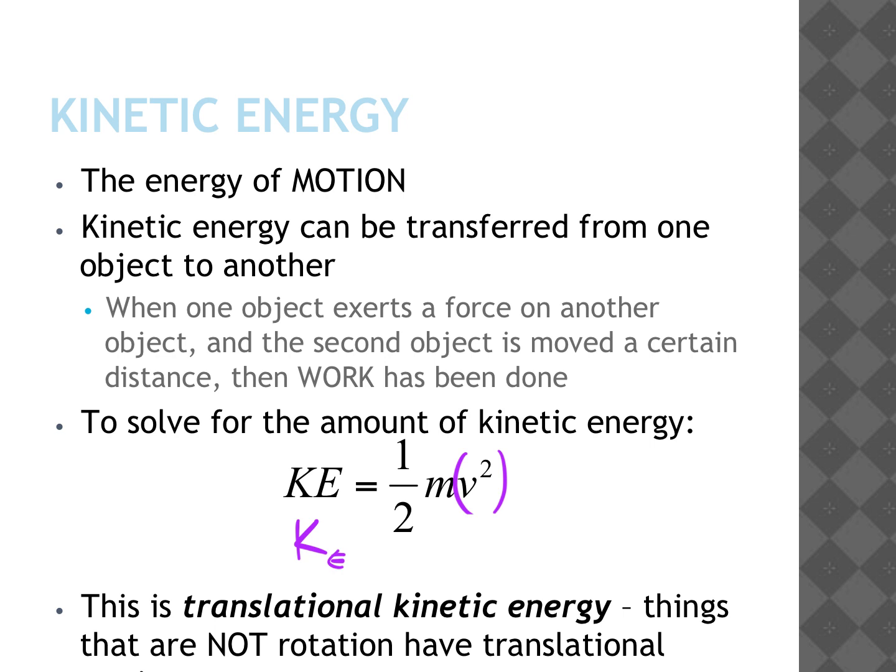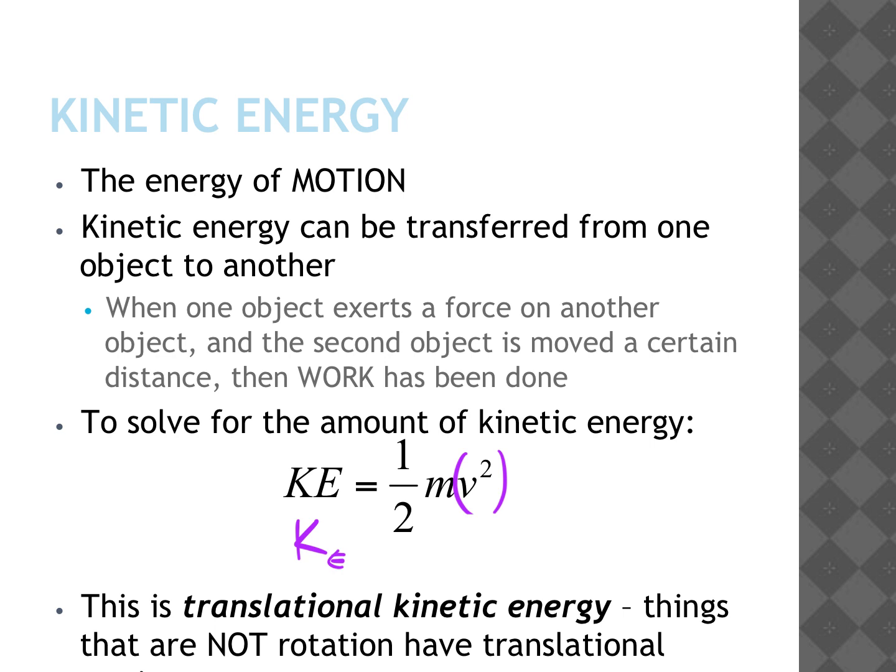This is what's called translational kinetic energy. When you translate something, like in geometry or on a graph, what does it mean? We just move it. It just slides, right? It's not rotating. Rotational kinetic energy is a little bit different, so that would be things that spin on an axis.